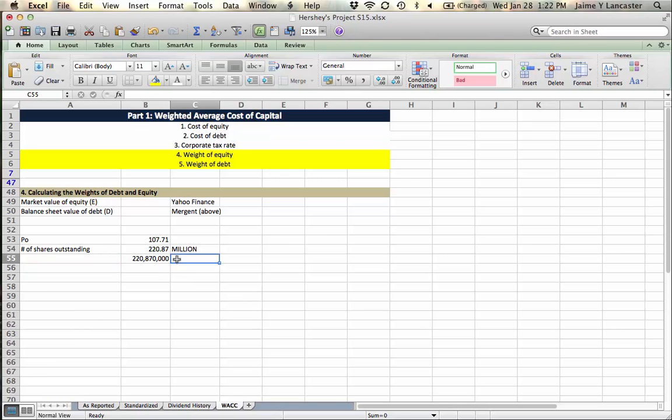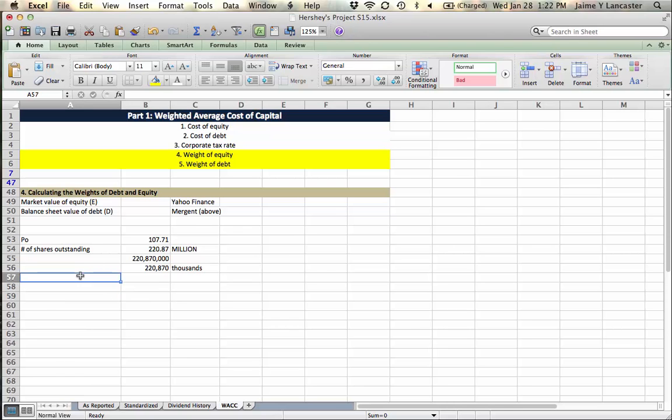So this is just 220.87 million. That's the number in millions. And then to get to thousands, you take off the last 2 zeros, right? This is in thousands. And this is what we want, right? Because everything else is in thousands.